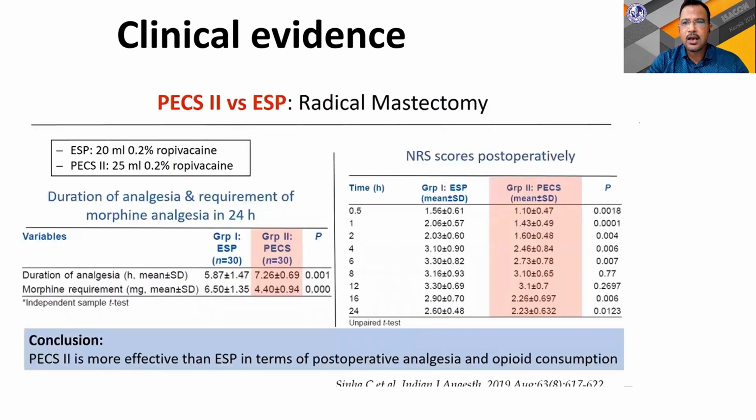And this is a paper comparing PEC2 block with a rectus spinae plane block. The patients who were given PEC2 block had better VAS score and less opioid consumption.